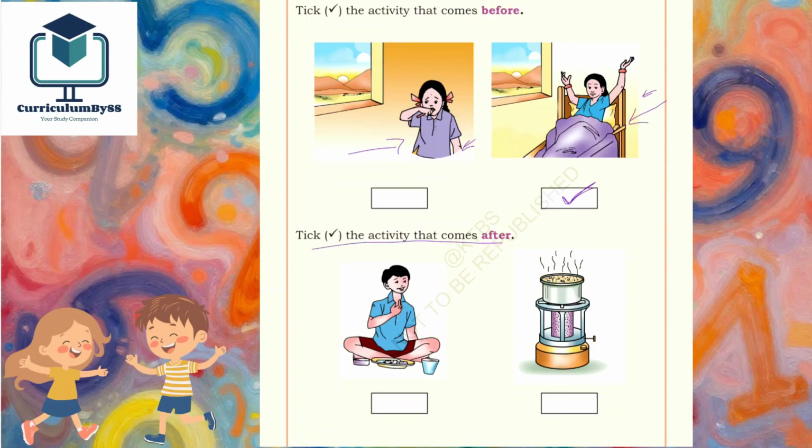Similarly, tick the activity that comes after. Here we did for before, okay, and here we have to do for after. First, here this boy is eating his food. Here that food is cooking. Which one is after? First we will cook the food and then we will eat, right? So similarly after is this one. We have to tick for this.